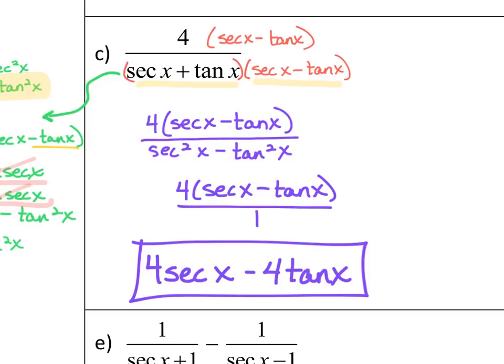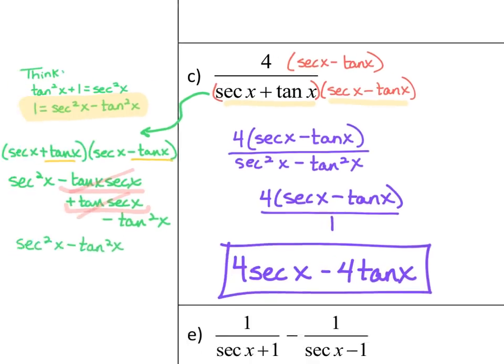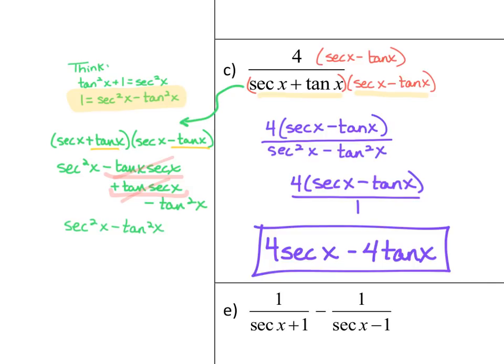Why is the 4 there? I don't know. Somebody else gave me this problem. It would work great without the 4. But make sure that you understand the changes to the denominator and how we manipulated the problem so that the denominator would become 1.